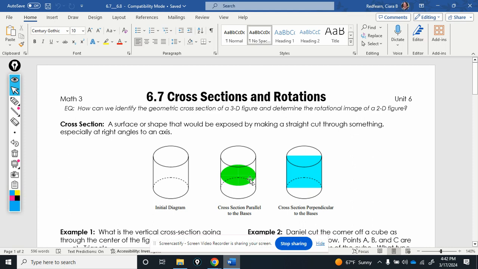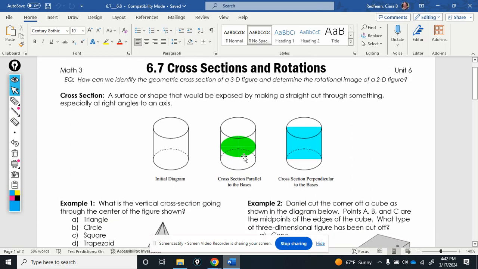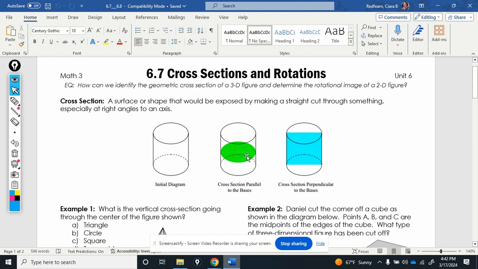Okay, so this lesson is going to be on cross sections and rotations. Okay, a cross section, make sure you're highlighting or underlining. A cross section is a surface that would be exposed by making a straight cut through something, especially at right angles to an axis. So, again, it is a surface or shape that would be exposed by making a straight cut through something, especially at right angles to an axis.